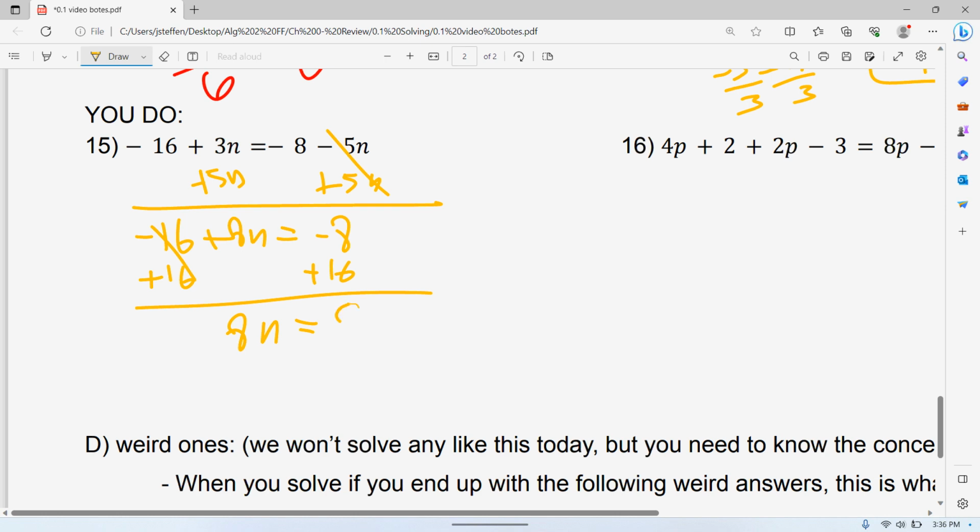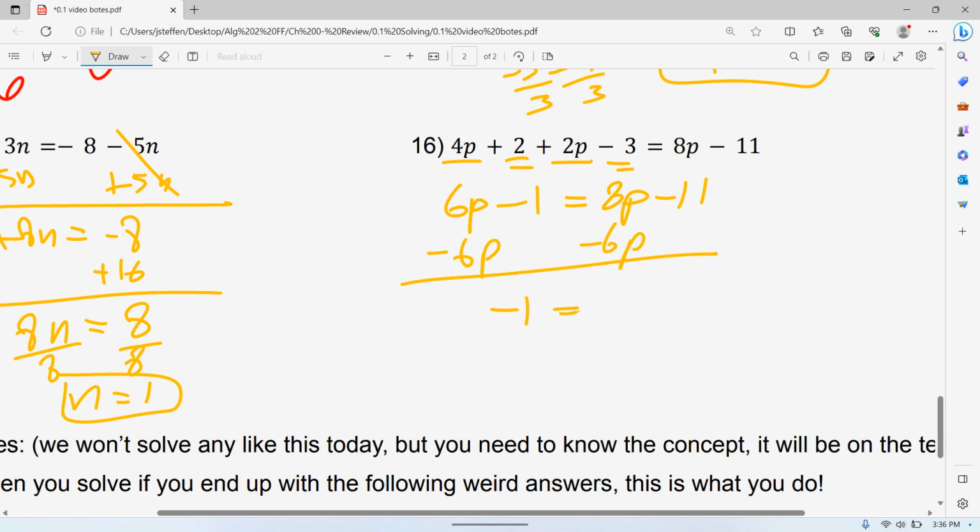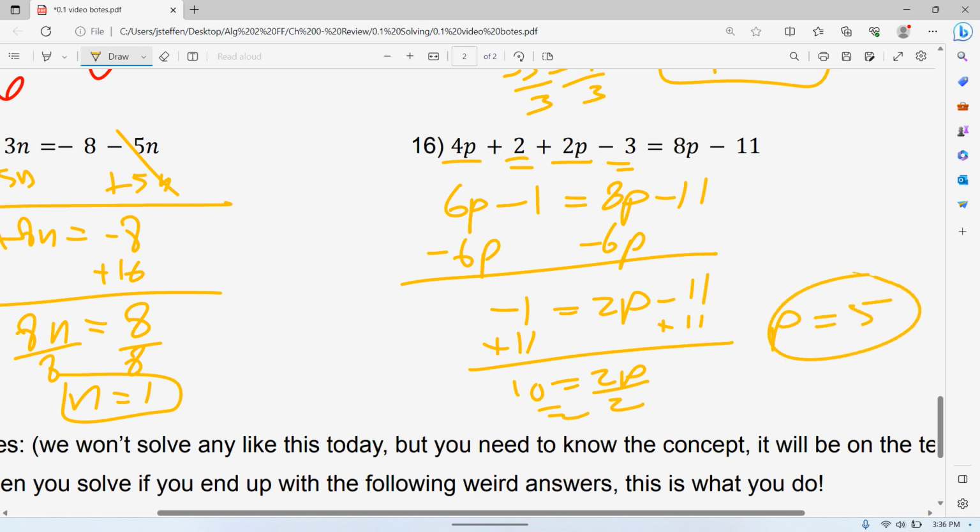We end up with, this one looks a little bit more involved. 6p, negative 1 is equal to 2p. Divide by 2. We get p is equal to 5.